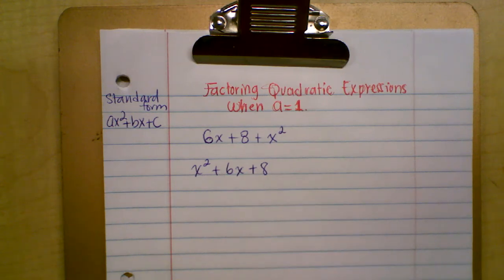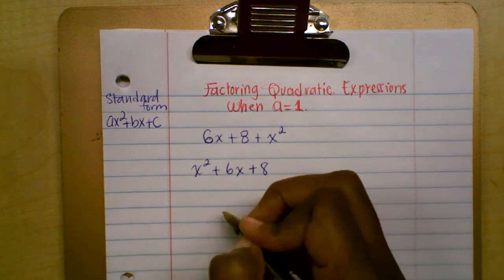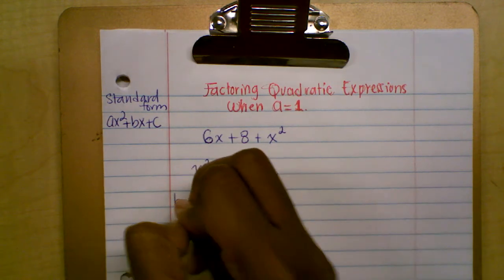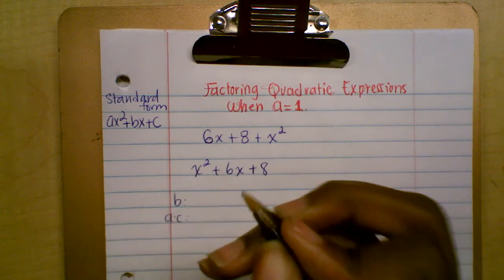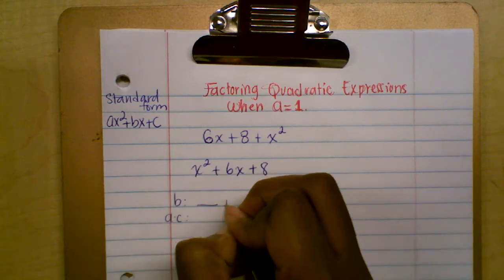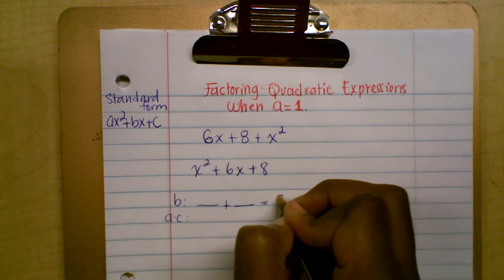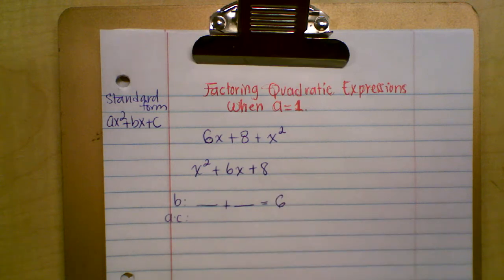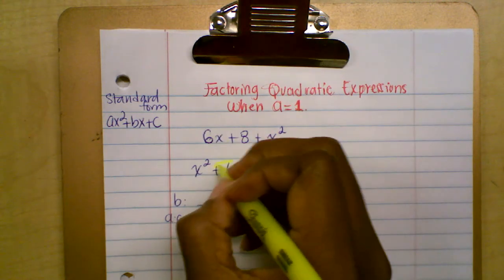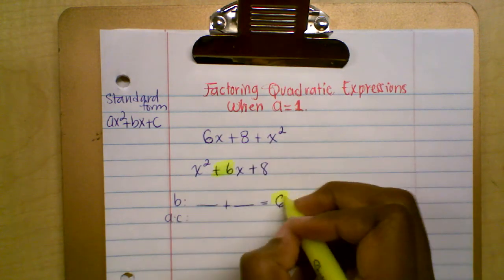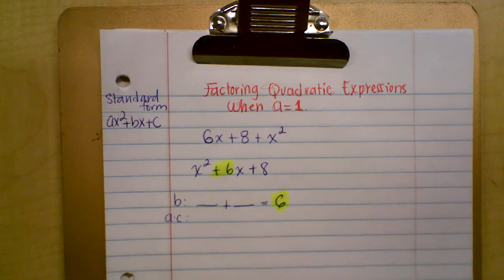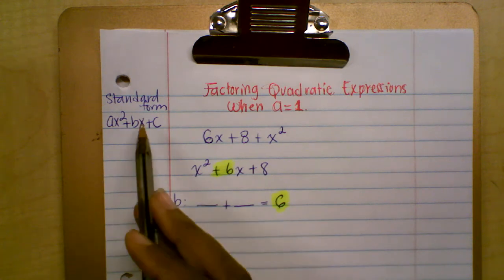Okay, so let's continue. Now step 2, what I want you to do is look at two things. You want to find two numbers that add to the middle term, which is 6. And over here the sign is positive 6. So that's the number for B. B refers to the middle term.